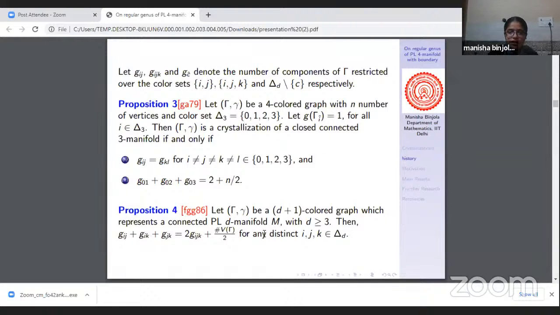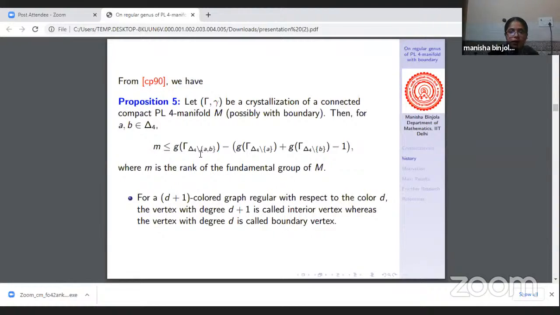Now the next result is, if gamma is a d plus 1 colored graph. Notice here it was a 4-colored graph representing a 3-manifold. Now in this result, it's a d plus 1 colored graph representing a d-manifold. Then we have this condition. And notice one thing, that this condition is analogous to this one. Looks almost the same. And this result is from this cited article.